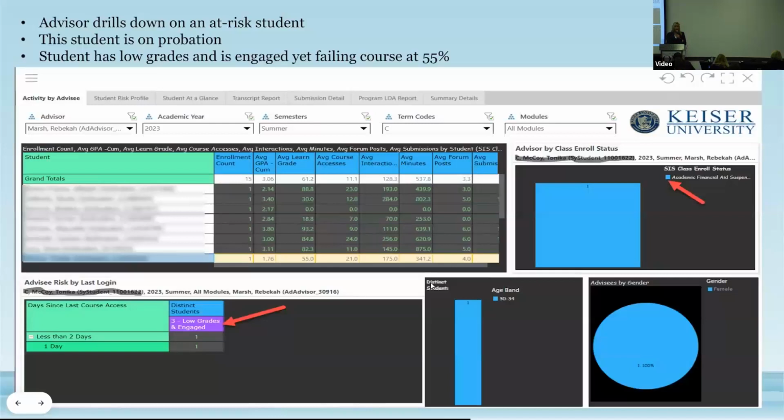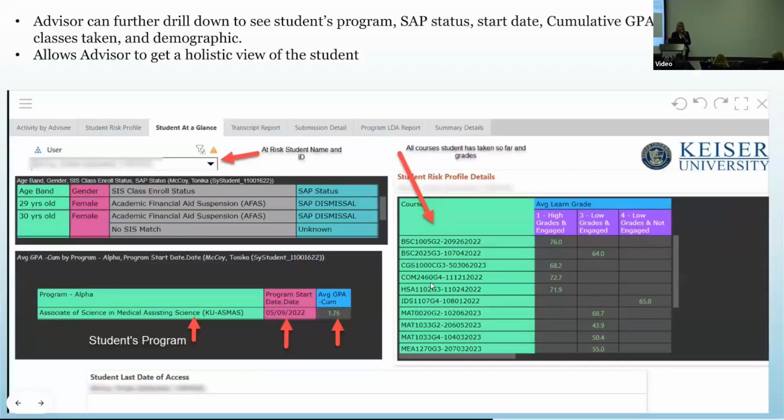Then they can drill down onto an at-risk student. So this student is on probation. Let me just show you the next one so you can see how that looks. So this is a student at a glance. You can see the student's program, where they are, and then you can see all the classes that student has taken. So you can see that the student has not done well in some of the classes. Well, why? And we know that that student's going to have to be rescheduled if they fail the course. So now the advisor is beginning to get a good holistic feel for how that student's doing.